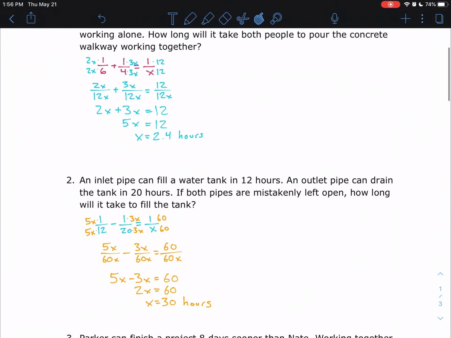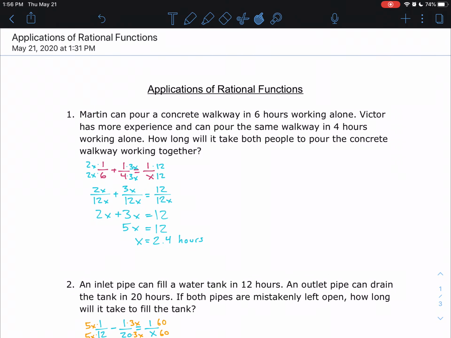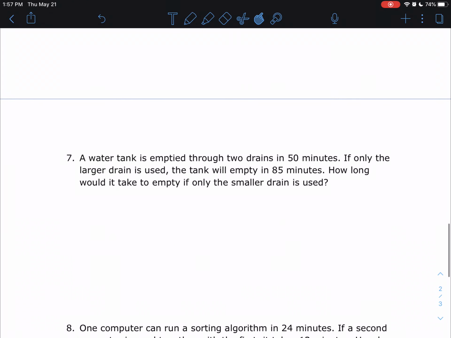but since it's 100 claims for each of them, so we have Joy can file 100 claims in 5 hours. Steven can file 100 claims in 8 hours. If they work together, how long will it take them to file 100 claims? So previously, it's going to be a similar problem to number 1, but in number 1, we had 1 walkway per 6 hours. Here, we have 100 claims per 5 hours. So it's going to be 100 over 5 plus 100 over 8 equals 100 over x for number 6. And you're going to solve it like that.